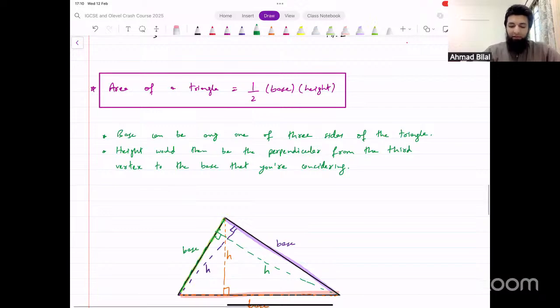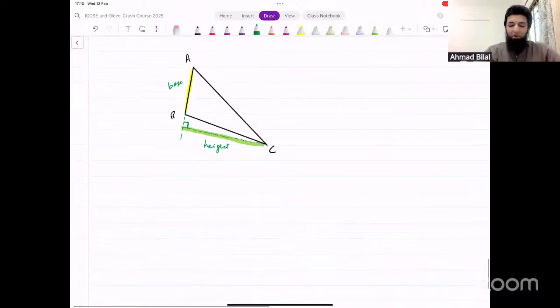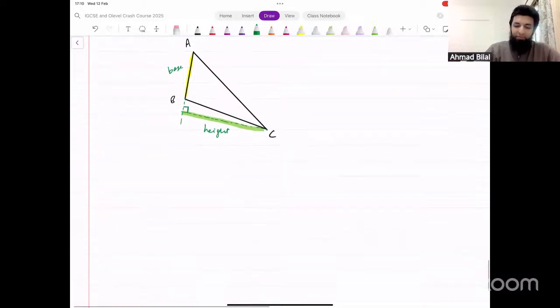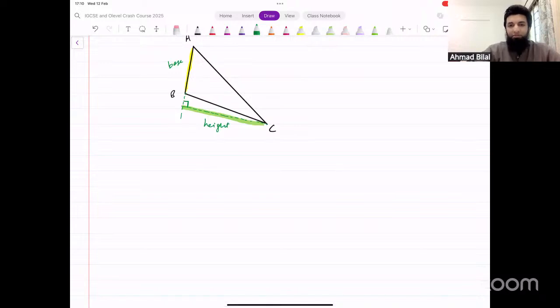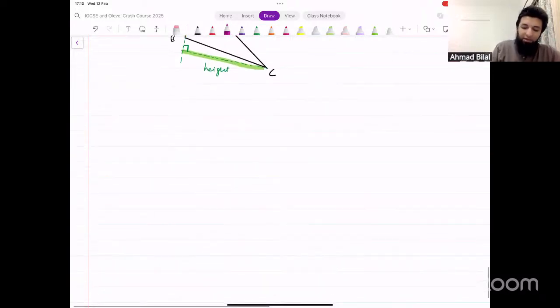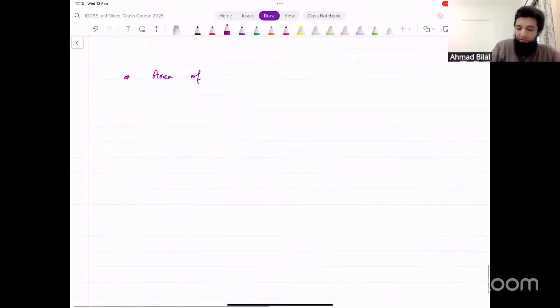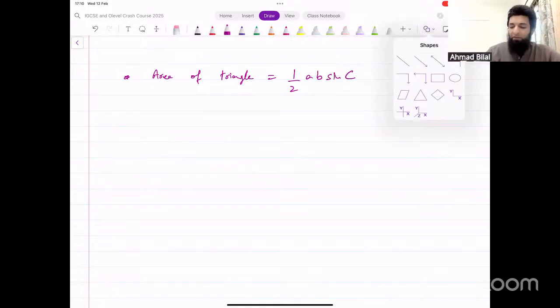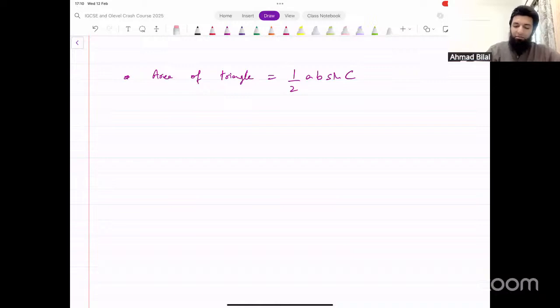Sometimes you would not have the height given, or you would not be able to find the height in a context. What do you do in that case? In that case, you have another formula for area of a triangle as well, and that looks like this. Area of triangle is also given by half into a b sine of C. That's another formula that we have for area of a triangle.